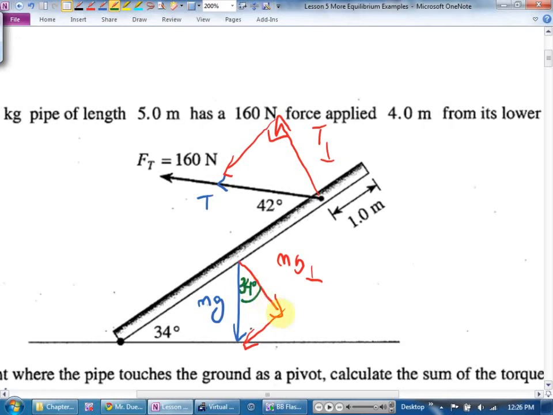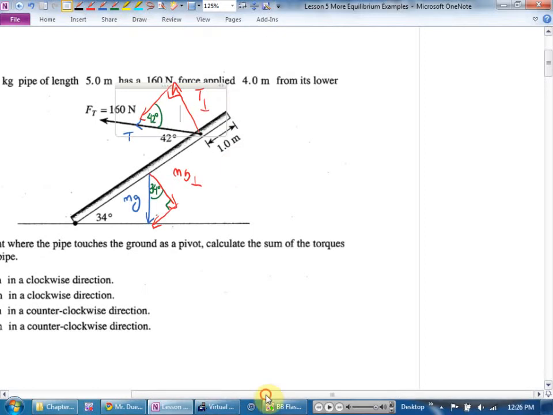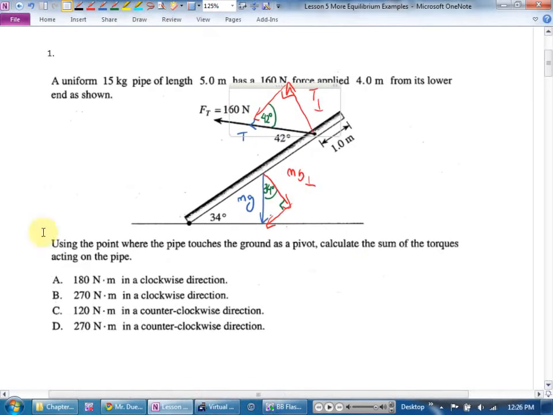This one's a little easier. See it? 42, how big? Yep. Okay. So this one, because they've told me that we are not balanced. You see how you can pick that up from the question? It does not say equilibrium. Instead, it says find the sum of the torques. I'm going to find torque clockwise first.